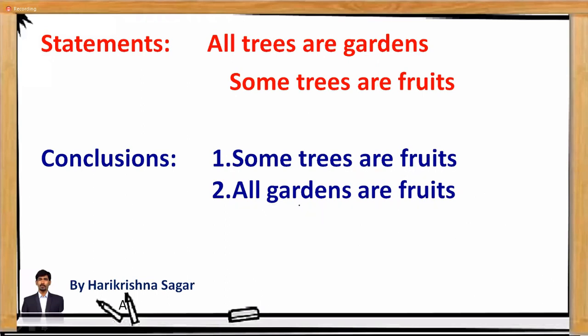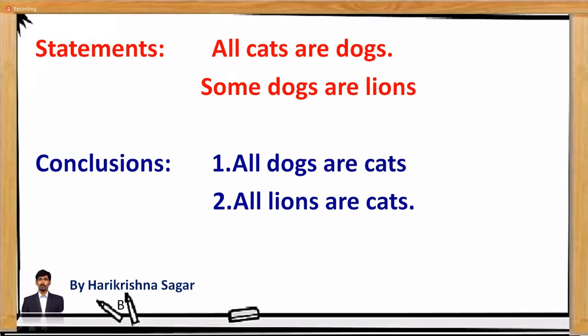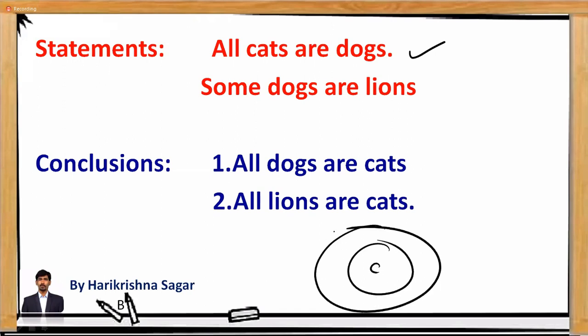So that's how we have to tackle the question. Let's look at one more question which is available on the screen. The question is projected in such a way that all the cats are dogs. All the cats are dogs. So let me take, these are the cats. All these cats are going to be dogs.